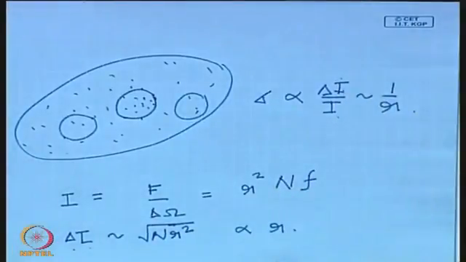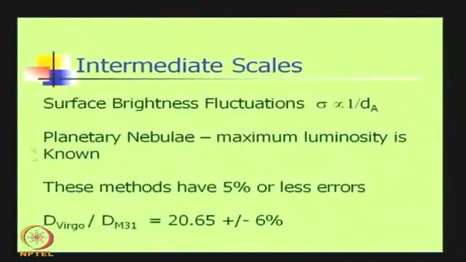So, if you can measure the surface brightness fluctuations, these will vary as 1 by the angular diameter distance, that is the basic point. So, you can use this to determine the angular diameter distances to different galaxies. This is one method that can be used.